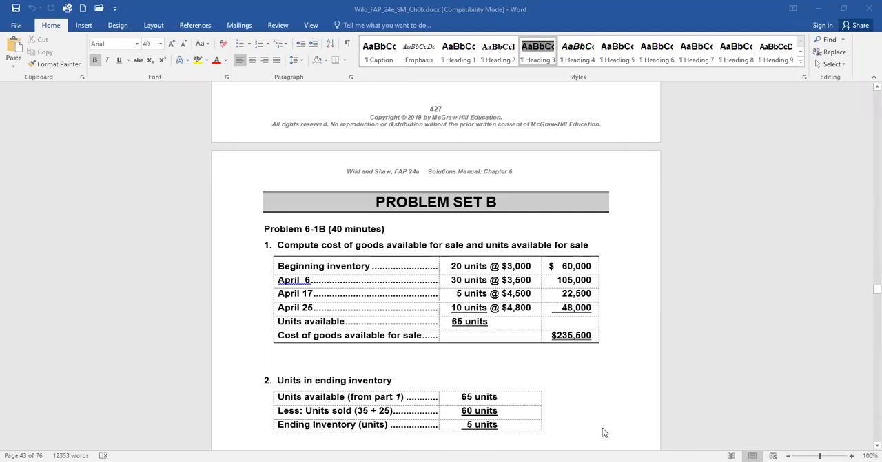Now what's left? Well, it says on April 9th, they sold 35 units, and on April 30th, they sold 25. So they sold a total of 60 of those coffee cups during the month of the 65. So at the end of the month, there's 5 coffee cups left. So it doesn't matter which method you use to remove the inventory, you're always going to account for 60 coffee cups that were sold and 5 that are left. So you need to keep that in mind.